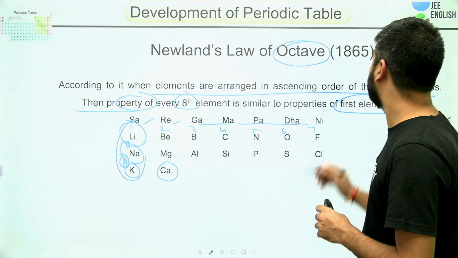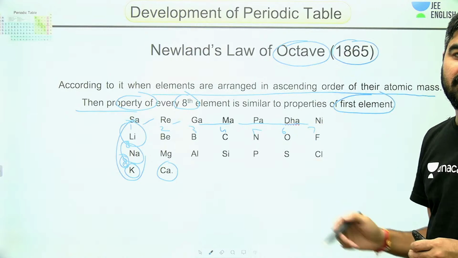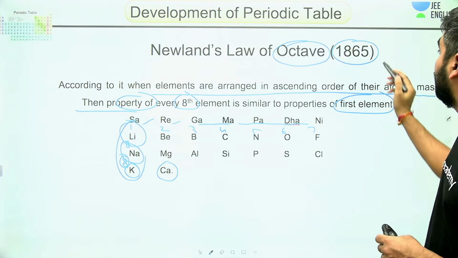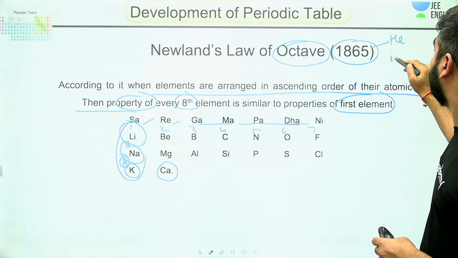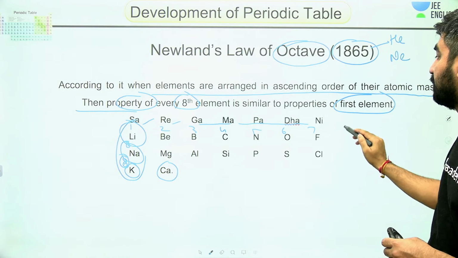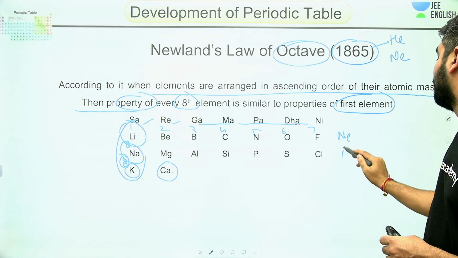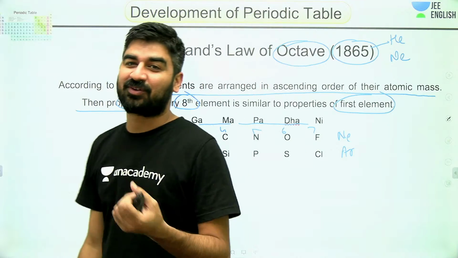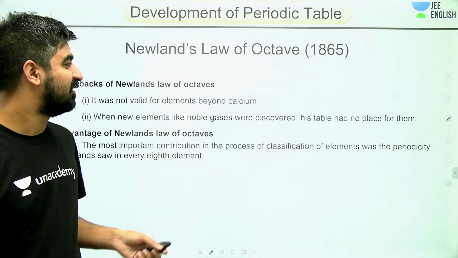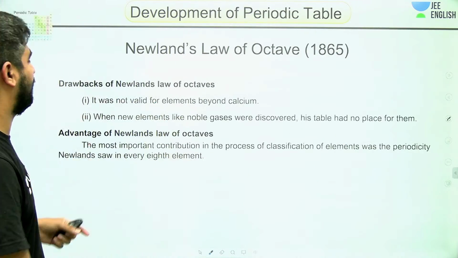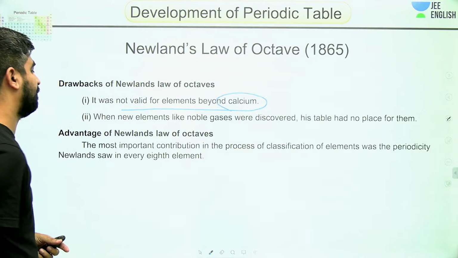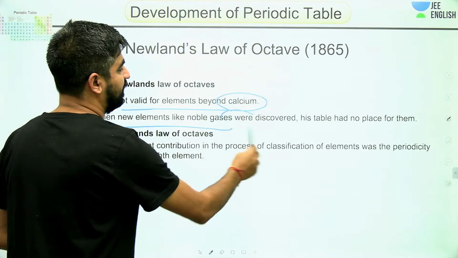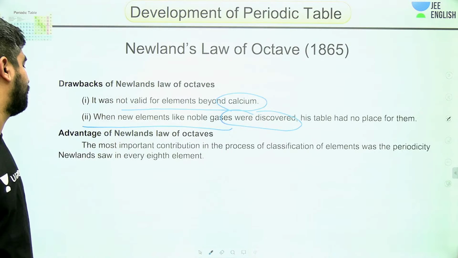And let me tell you one more thing. It was proposed in 1865, and after that helium, neon, these gases were discovered, and now this element became ninth. So this law of octave failed. Got it, guys? So the drawback: it was not valid beyond calcium. When new elements like noble gases were discovered, it had no place for them.